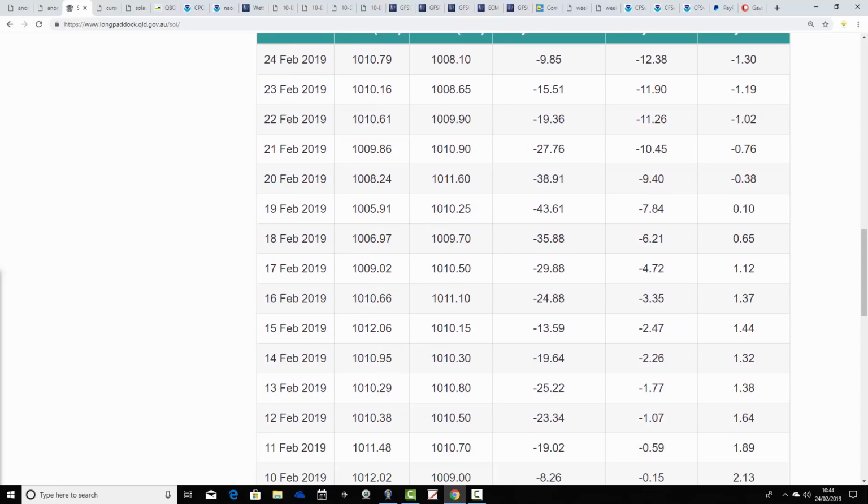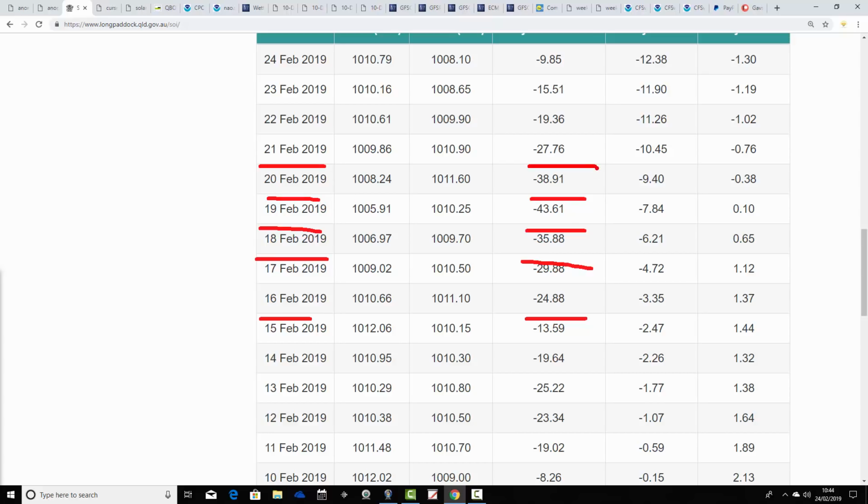These are the daily SOI returns. They are to be confirmed, but they're normally pretty accurate with the early assessment, if you like. So, for example, the 15th of February had the SOI at minus 13. The 17th of February had the SOI at minus 29. The 18th of February had it at minus 35. The 19th of February had it at minus 43. Extreme negativity of the Southern Oscillation Index.